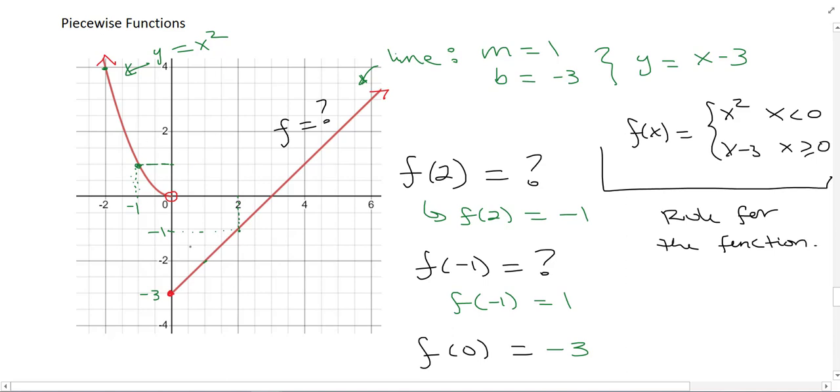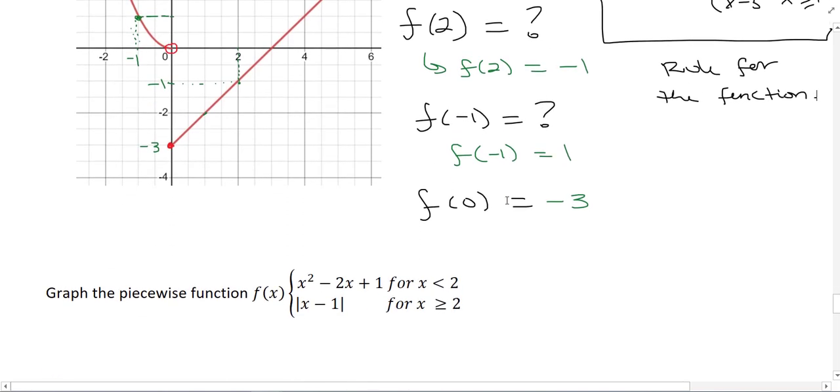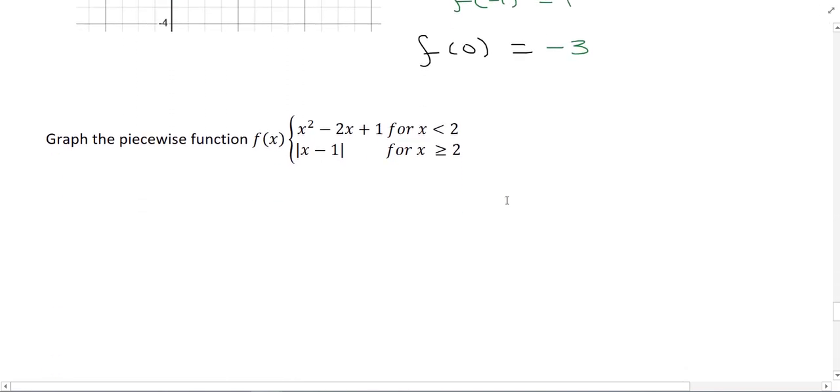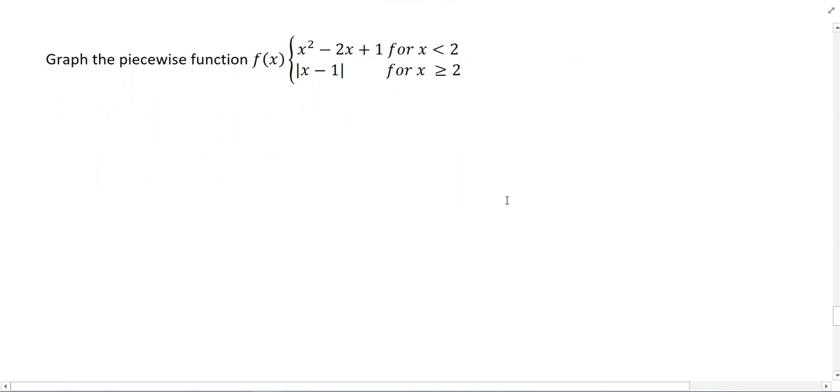And when you graph it, it has to pass the vertical line test. So now what if we have a function that we need to graph? So graph the piecewise function. So now the rule is given, and we need to come up with the graph.